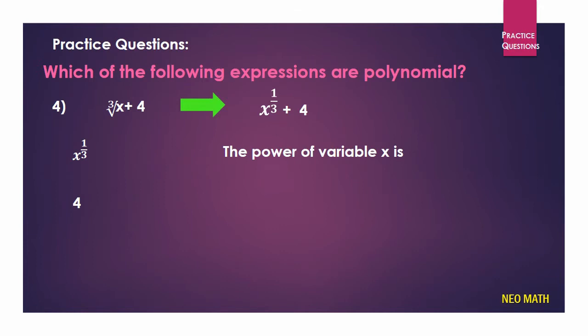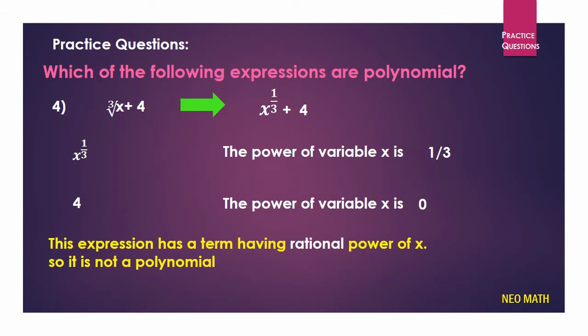The power of variable x in the first term is 1 by 3. The power of variable x in the second term is 0. This expression has a term having a rational number as power of x, isn't it? So it is not a polynomial.